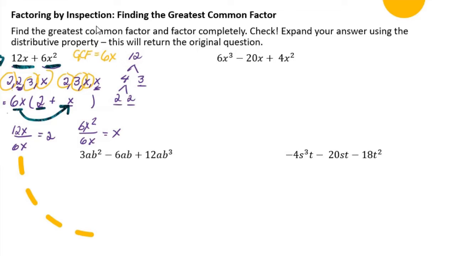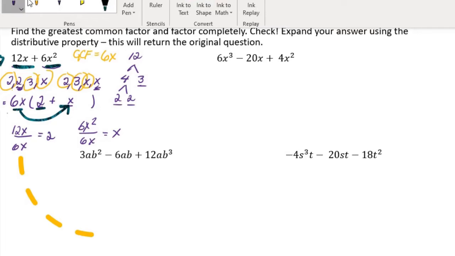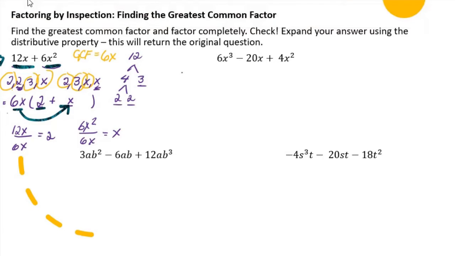I encourage you to pause the video and try the next question. 6x cubed minus 20x plus 4x squared. I'll tackle this one in much the same way as well, that we'll work through the prime factors, make sure we know what the GCF, the greatest common factor, is, and go from there. Maybe you're just looking at 6, 20, and 4, and you're immediately pulling out what the greatest factor is, and that's fine. I'll catch up to you.